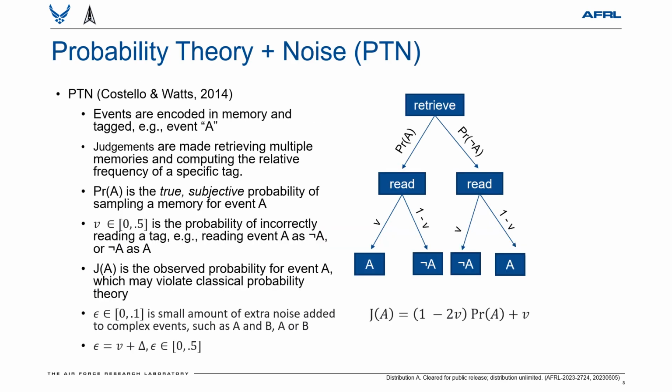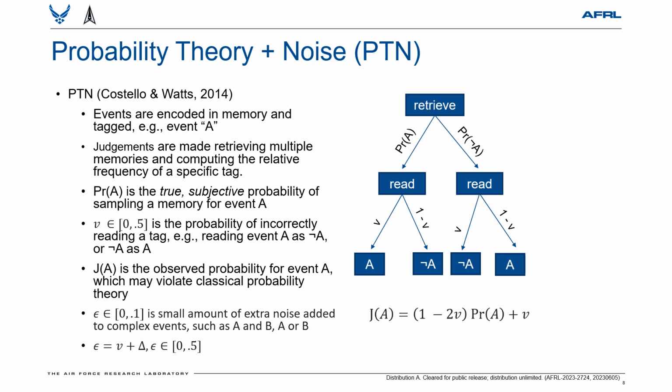In the PTN, events are encoded in memory and tagged with properties. For example, an experience for event A is tagged as A. To judge the probability of event A, multiple memories are retrieved, and the relative frequency of memories read as A serves as the probability judgment.